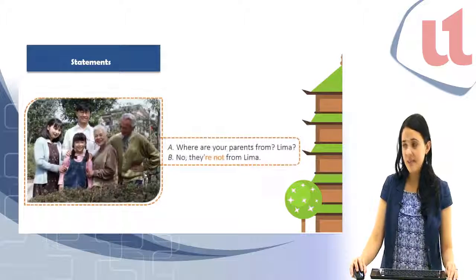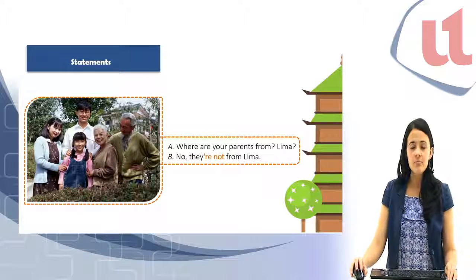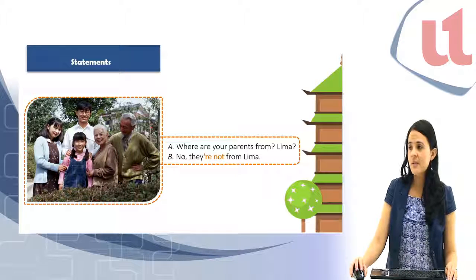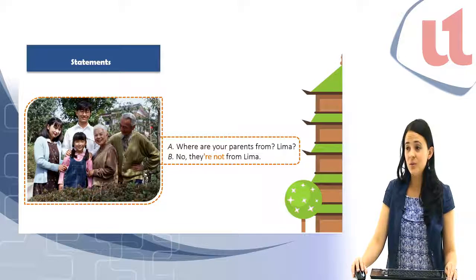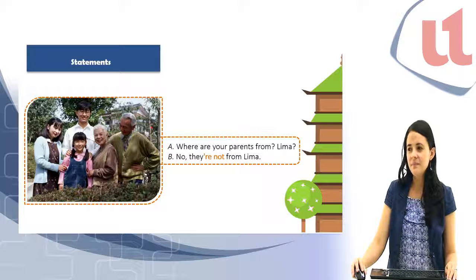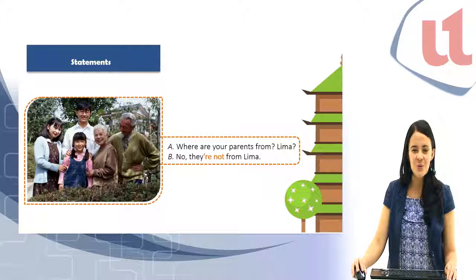In negative statements, we use a subject, noun or pronoun, plus a form of be, plus not. En oraciones negativas utilizamos un sujeto, que puede ser un sustantivo o un pronombre, una forma del verbo ser o estar, y not. For example, por ejemplo, where are your parents from? Lima? ¿De dónde son sus padres? Lima? No, they're not from Lima. No, ellos no son de Lima.